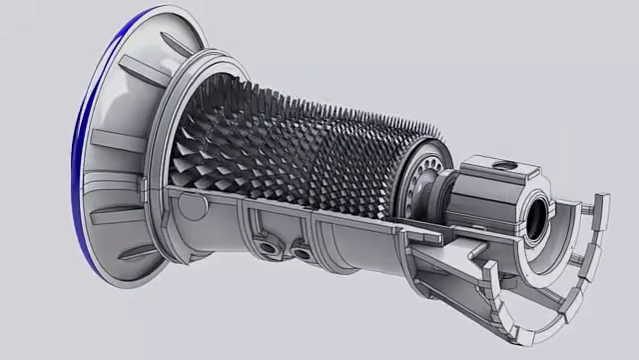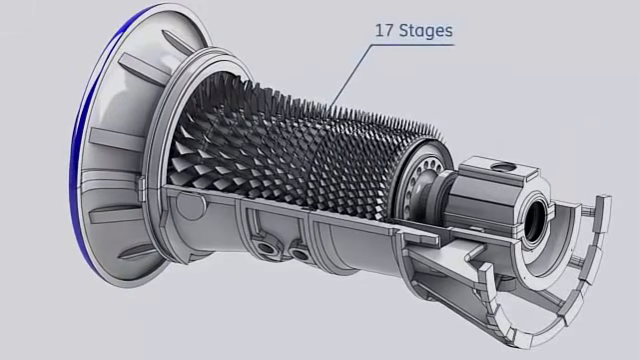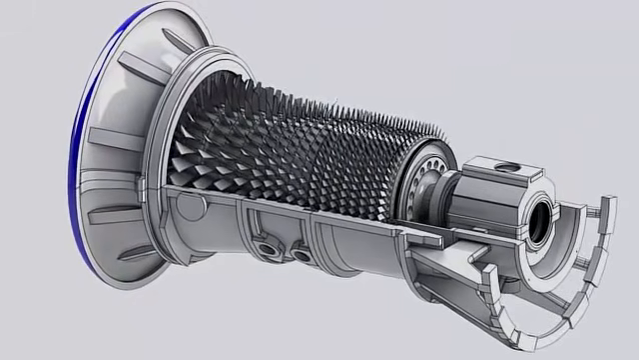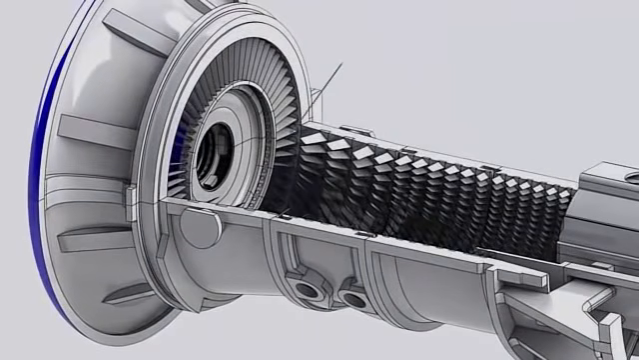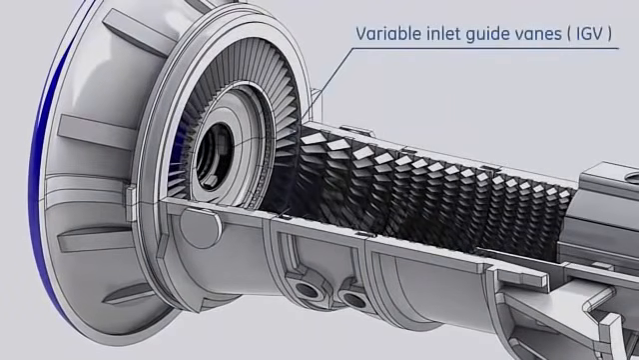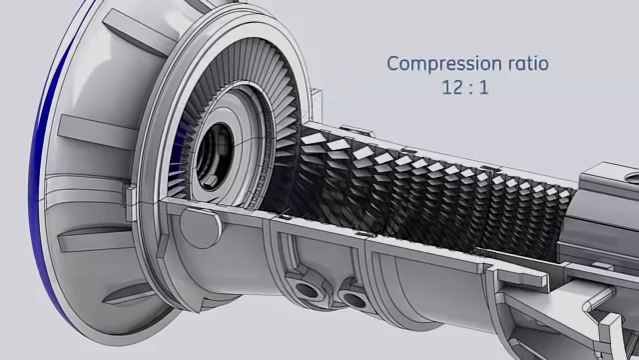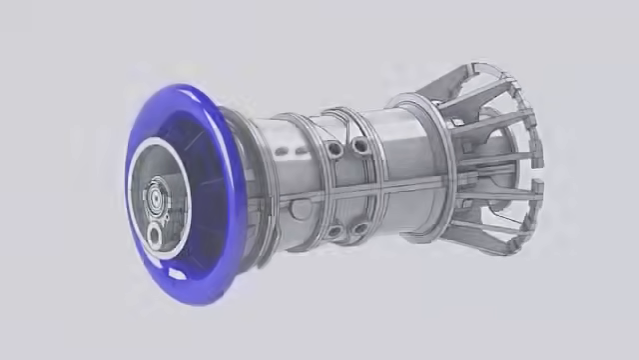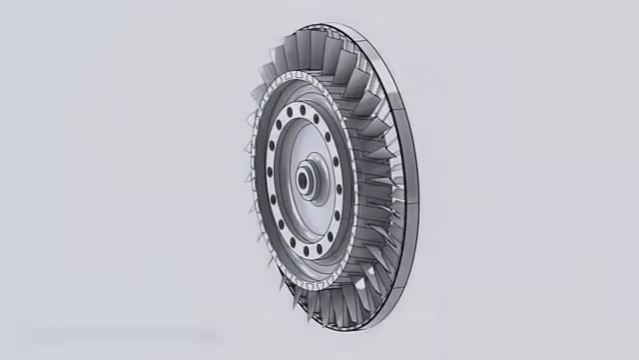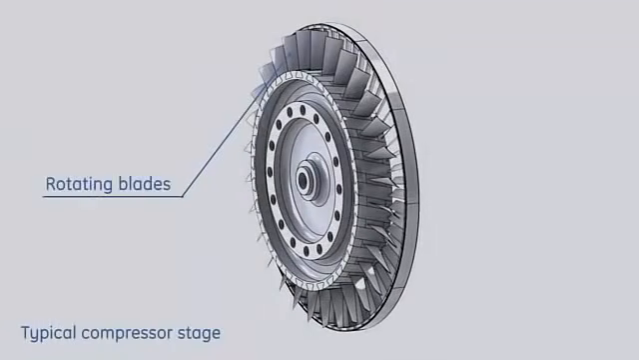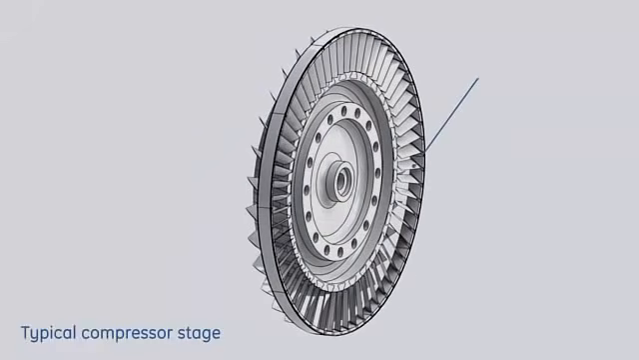The compressor is a 17 stages axial flow compressor with variable inlet guide vanes. Air is compressed to a pressure ratio of 12:1. Each stage consists of a set of rotating blades and a set of stator stationary blades.